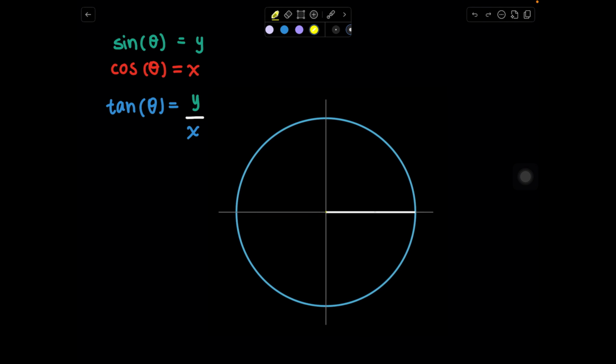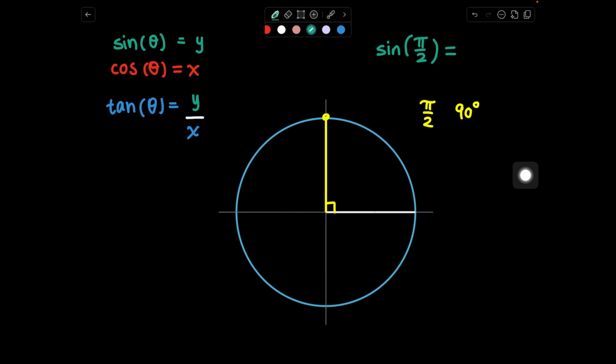To make sure that you really understand that sine of theta is our y value, cos of theta is our x value, and tan of theta is our y divided by our x value, I'm going to do some examples. So imagine that we have this angle here. That angle is pi on 2, or 90 degrees. If I asked you, what is sine of pi on 2, or sine of 90 degrees, I'm asking you, what is the y value at that point? Since this is on our normal axis, and it's a unit circle with a radius of 1, the coordinate there is going to be 0, 1.